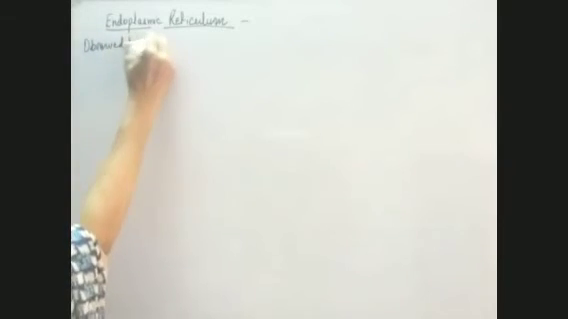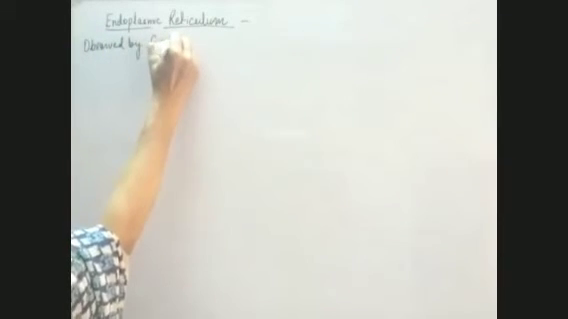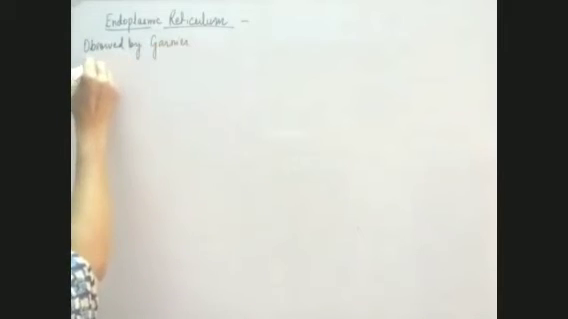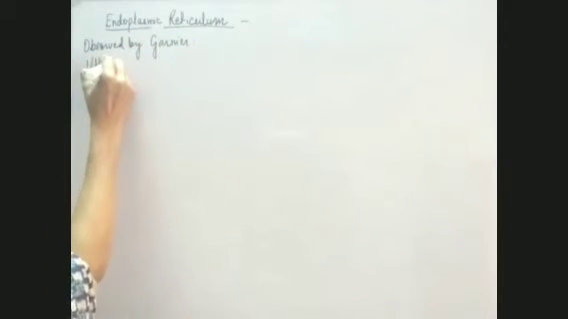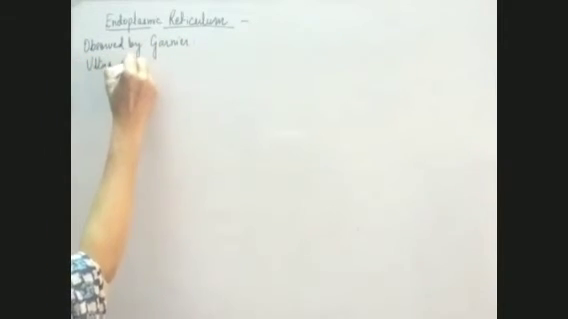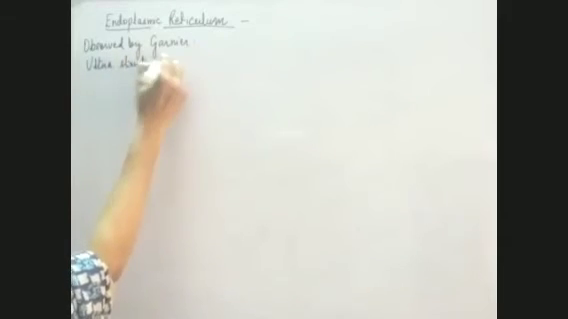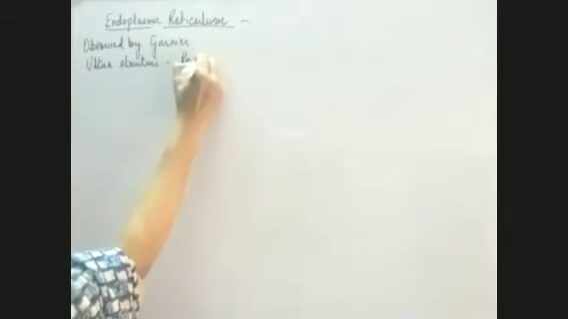Okay. So this endoplasmic reticulum was first of all observed by Garnier. And the ultrastructure was given by Porter. He was the one who gave the ultrastructure of the endoplasmic reticulum.